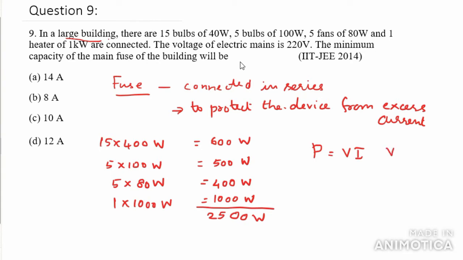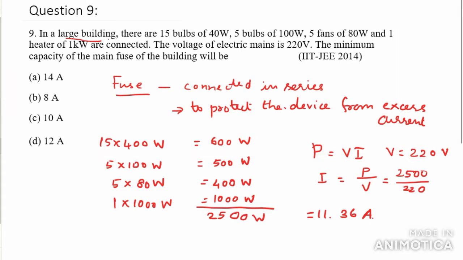So you all know P is equal to V into I. The voltage is given as 220 volts, and the current is P by V, that is 2500 by 220. That comes to 11.36 amps. From the options given, we have to select the fuse that is near to this value 11.36. So 12 is the value which is near to 11.36. So the minimum capacity of the fuse should be 12 amps.